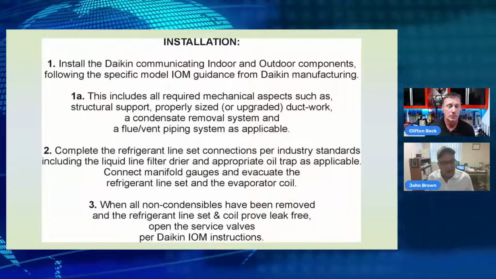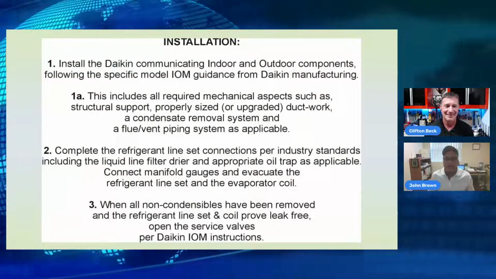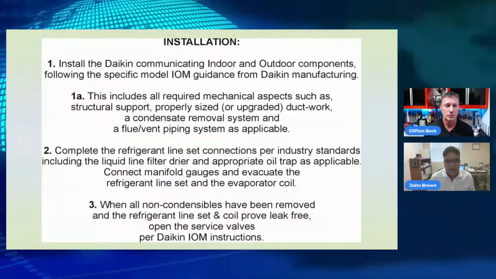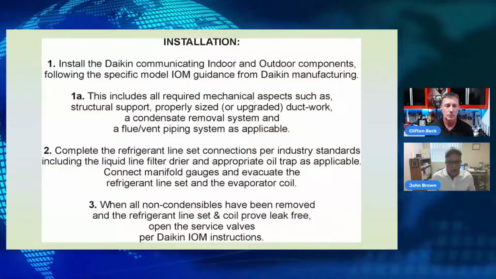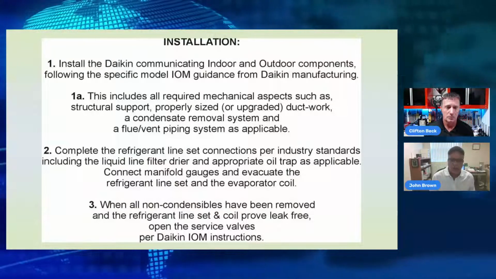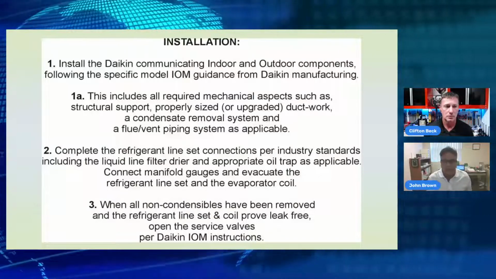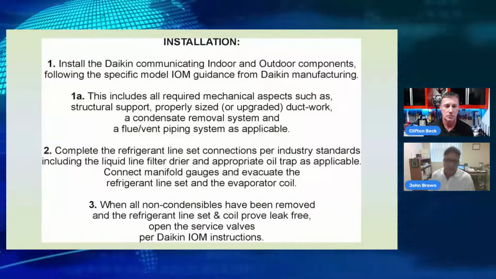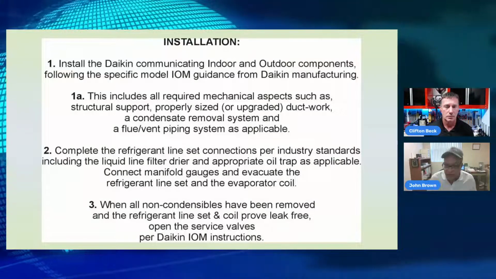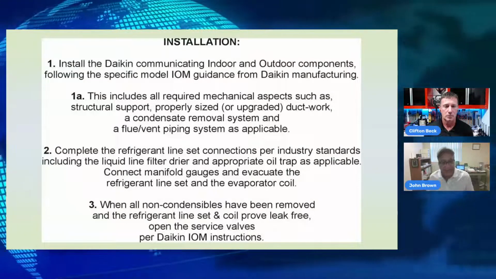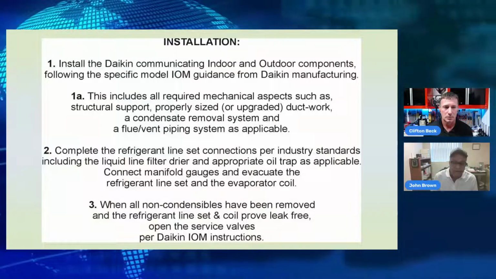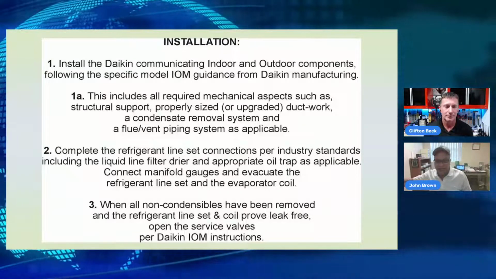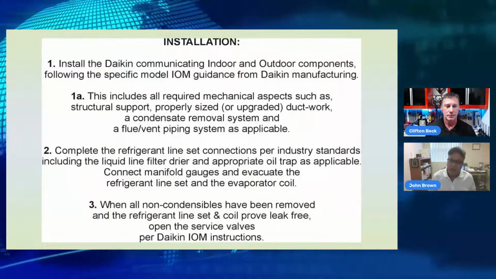Now, of course, you got to install the equipment first, right? So you want to install your Daikin system, indoor and outdoor components, following the specific Daikin guideline and guidance. You want to include all required mechanical aspects, structural support, properly sized duct, a condensate removal system, a flue vent piping system, as applicable for the efficiency of your furnace, perhaps. Complete the refrigerant line set connections per Daikin guidance and industry standards. Make sure you put in a liquid line filter dryer close to the EEV, not outside anymore, to protect that component. Oil traps are important. Don't forget them.